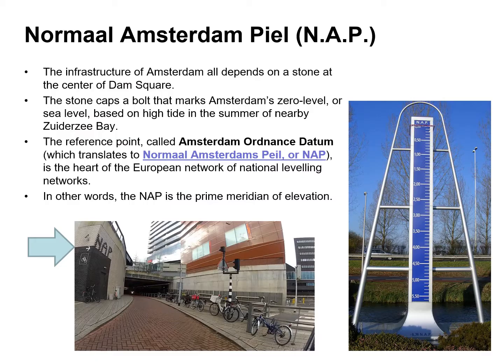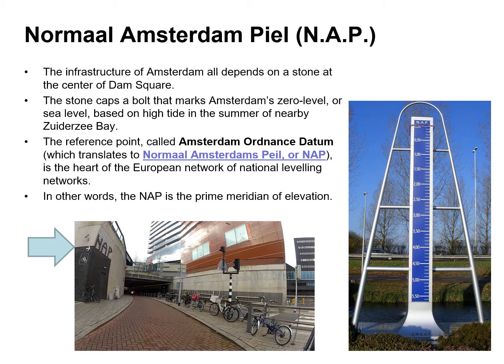The Netherlands is in a unique situation where the majority of the land is below sea level, and they have a reference datum called the Normaal Amsterdams Peil, or the NAP. The infrastructure of Amsterdam all depends on a stone at the centre of Dam Square, and this stone caps a bolt that marks Amsterdam's zero level or sea level, based on high tide in the summer of the nearby Zuiderzee Bay. The reference point called the Amsterdam Ordnance Datum, which translates to the Normaal Amsterdams Peil or NAP, is the heart of the European network of national levelling networks. In other words, the NAP is the prime meridian of elevation.